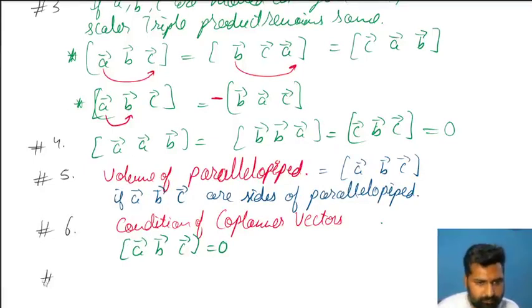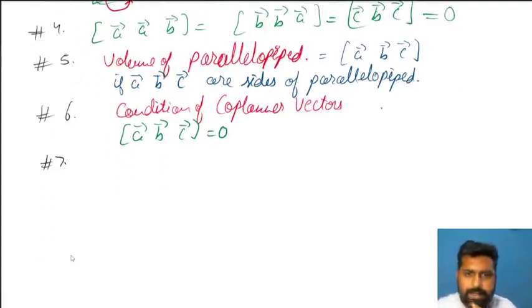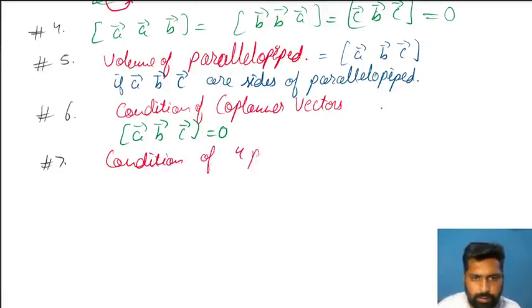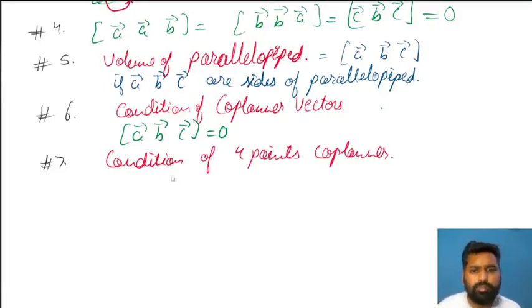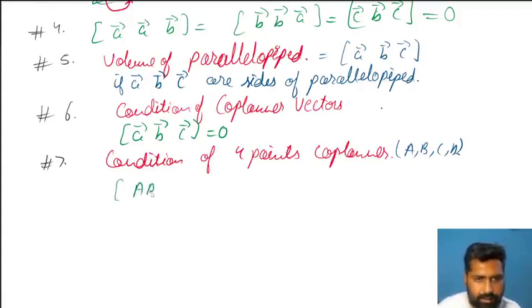And lastly, the condition of four points being coplanar. If you have four points A, B, C, D, and you have the coordinates for them, in that case you create vectors AB, BC, CD, DA, whatever you want.